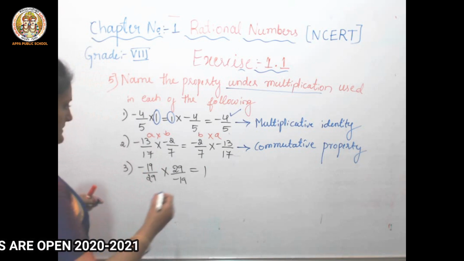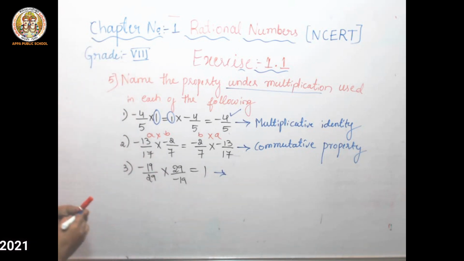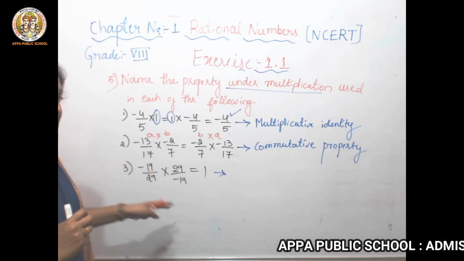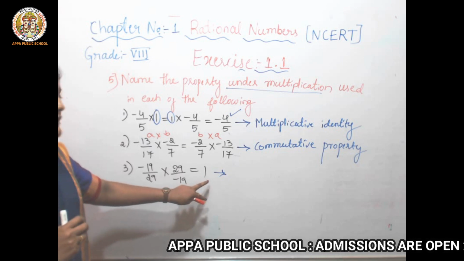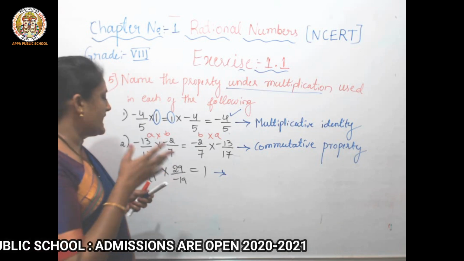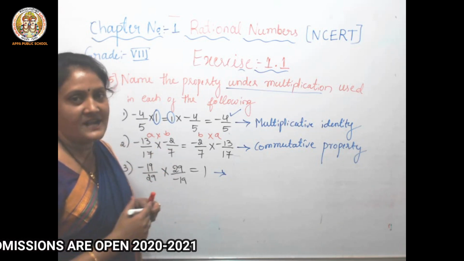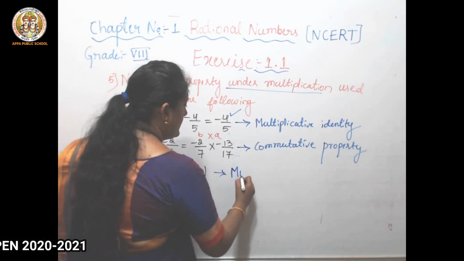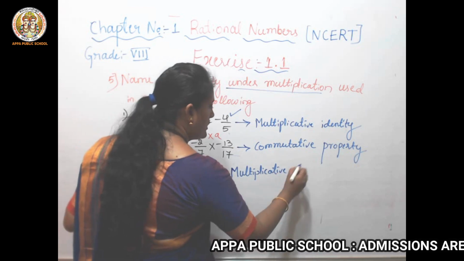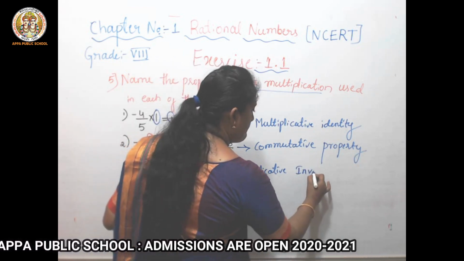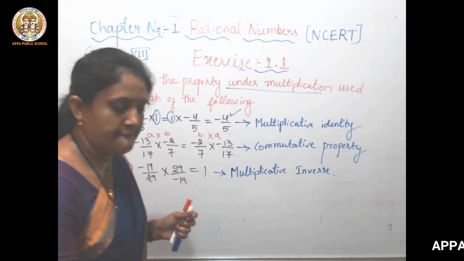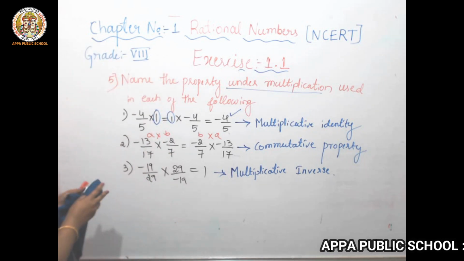Okay, the last one. Have a look at the last one. See, whatever number we are multiplying with its reciprocal, the product will be 1. What is that? That is our multiplicative inverse. Whichever number we multiply with its own reciprocal, the product will be 1. That is the multiplicative inverse. Okay. So this is question number 5. So, let's start the sixth one.